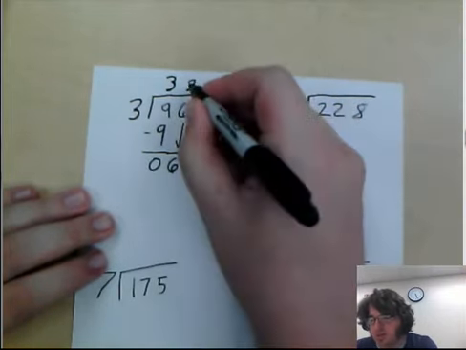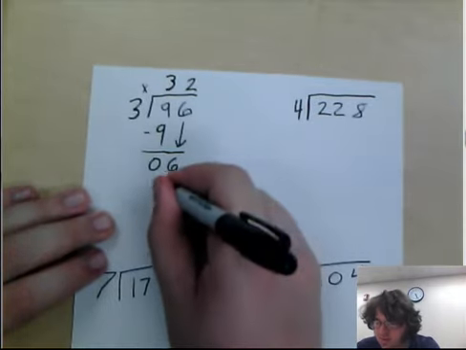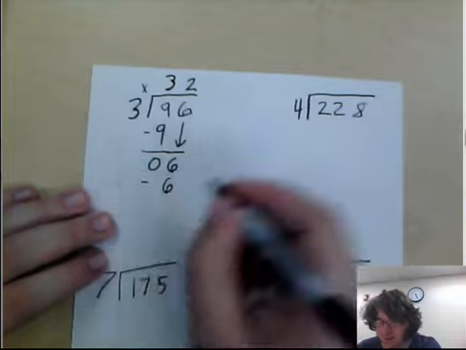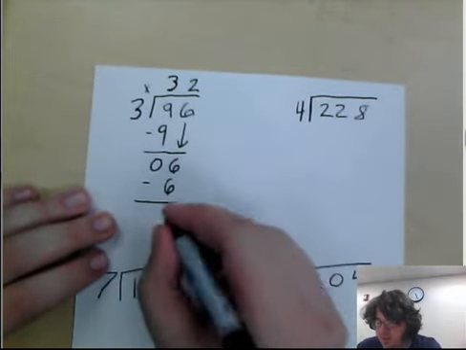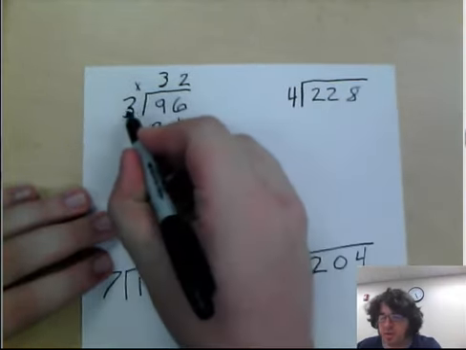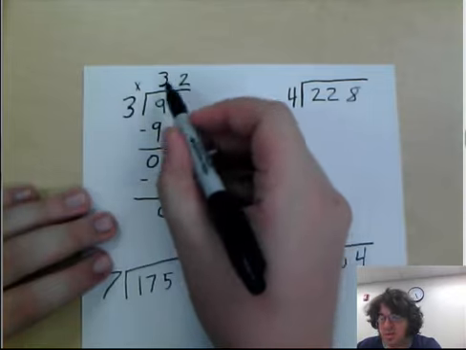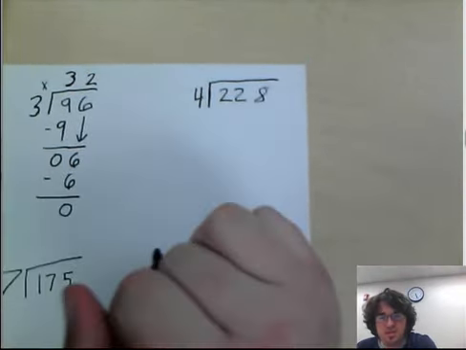And now again, 2 times 3 gives us 6. I need to subtract again. 6 minus 6 is 0. So here's our division problem. 3 goes into 96 32 times. Alright, let's look at this next one.